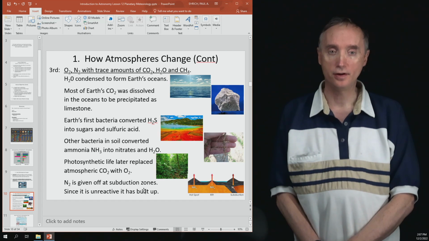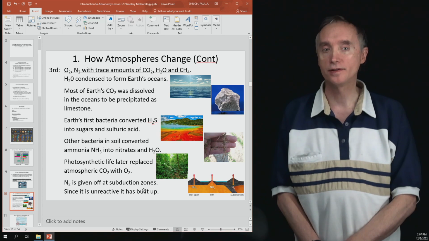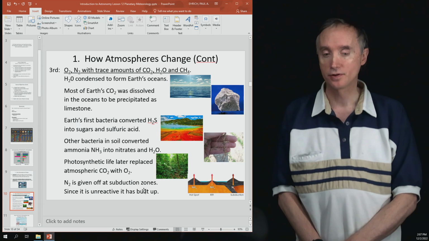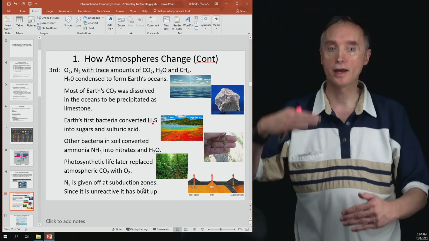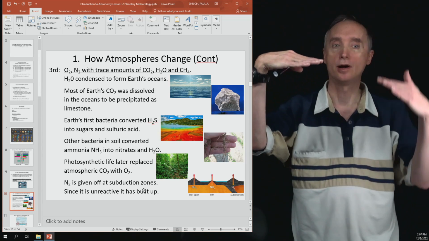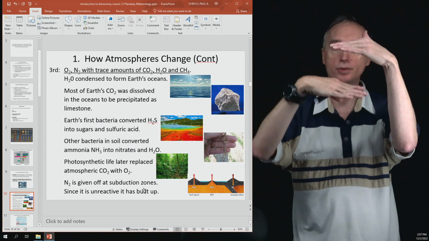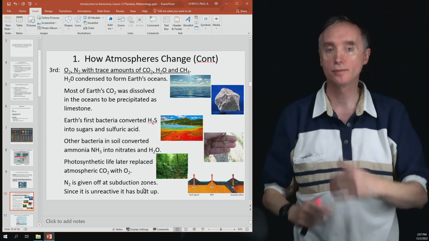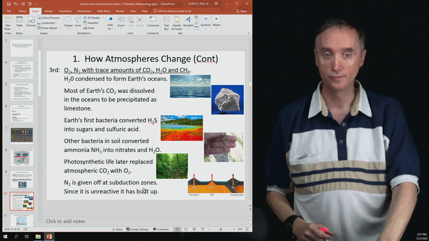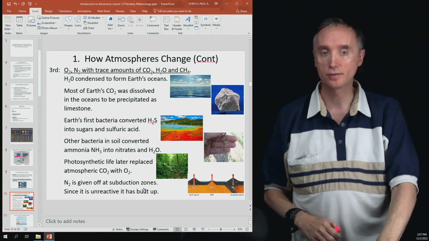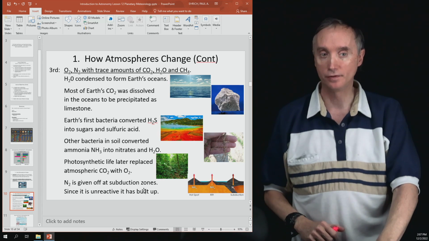And then finally, well, where did the nitrogen come from that's in our atmosphere? So the current theory is that it's given off by subduction zones. So a subduction zone is when a lithospheric plate goes underneath another plate, and then when the material comes up to the surface, it comes out through a volcano. And so they think that these subduction zones are places where nitrogen gas is given off.